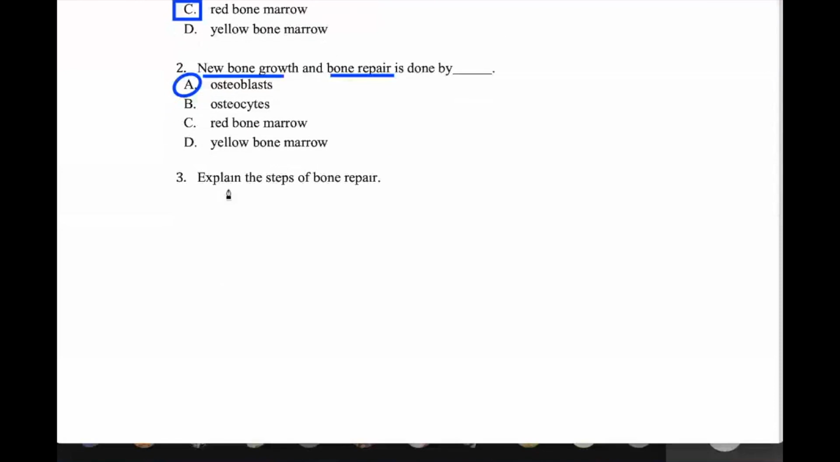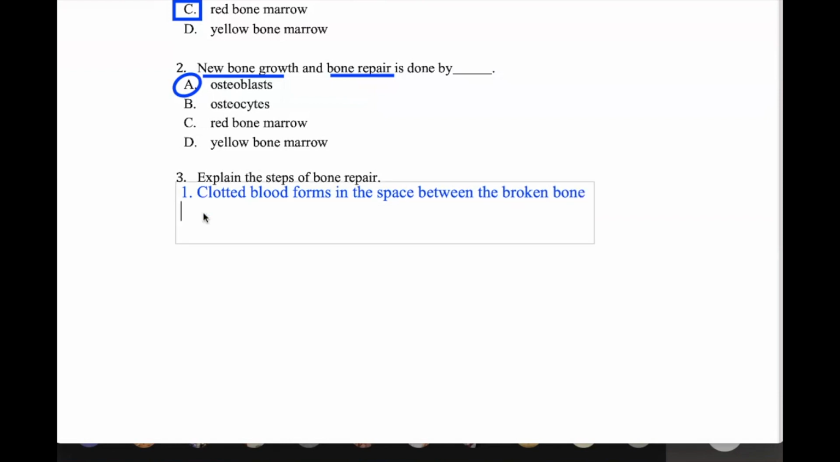Explain the steps in the bone repair. So what are the steps in the bone repair? First, clotted blood forms in the space between the broken bones. Yes, the space between the broken bones.